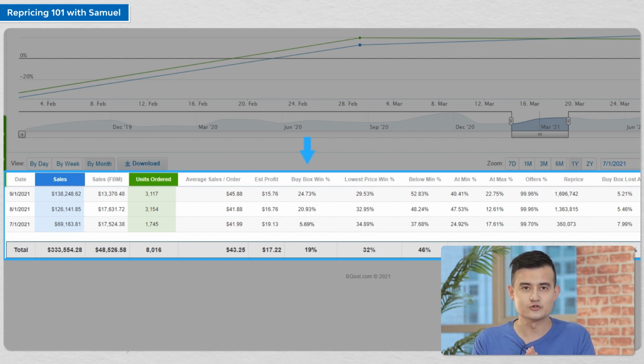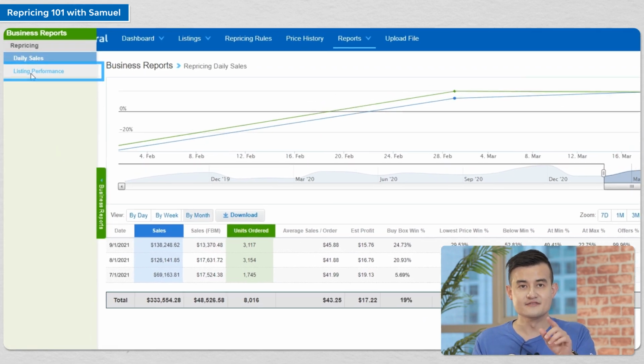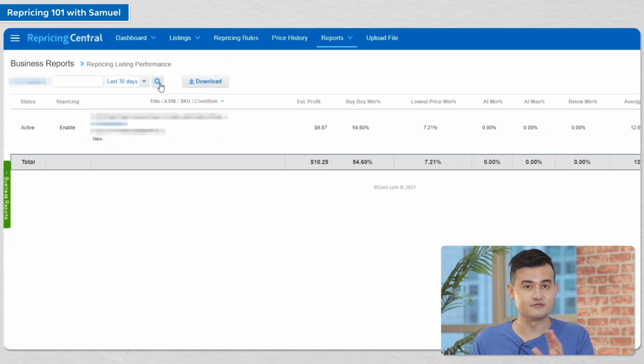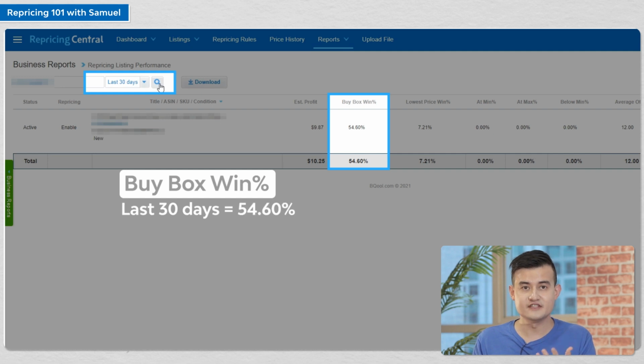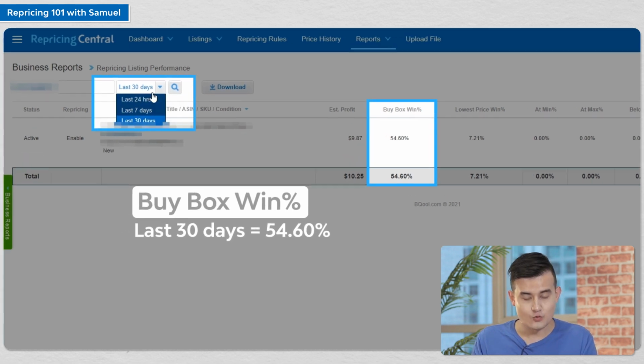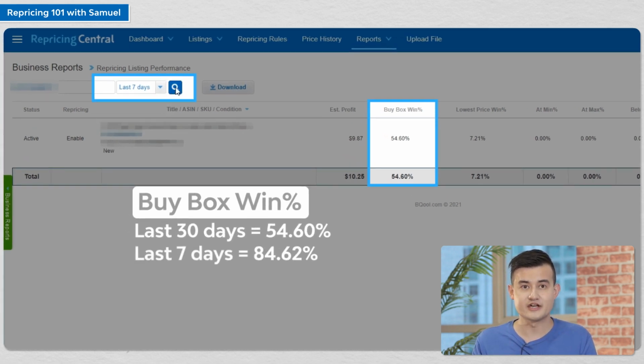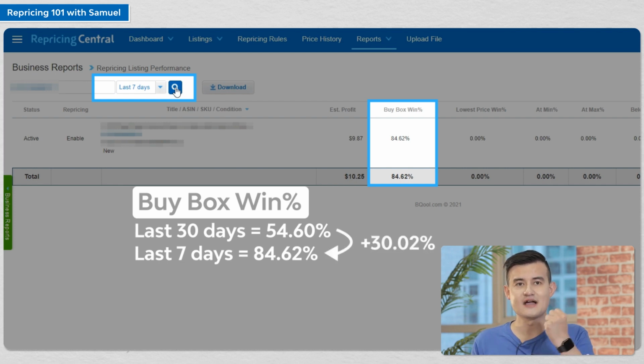This is on an account where they switched the majority of their listings from other, less aggressive rules to the AI Sales Maximizer. Next, let's go into the listing to see the difference. In the last 30 days, the buy box win percentage was around 54% using less aggressive repricing rules. After switching to the Sales Maximizer, we got an average of 85% win percentage within just 1 week. This boosted the buy box win percentage by 30%. So we're getting a lot more sales for the product.